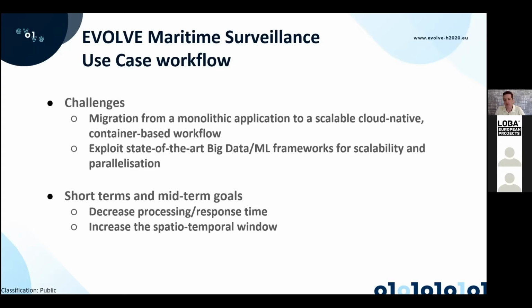So the goal from this evolution will be, first of all, to decrease the processing and the response time, and also to increase the spatial and also temporal window which the application processes. This is not only about increasing the coverage of the scope of the application, but also increasing the accuracy of the machine learning mechanisms, because the more data they have, the more accurate predictions they can make about the course or the behavior of a ship, as we will see later.